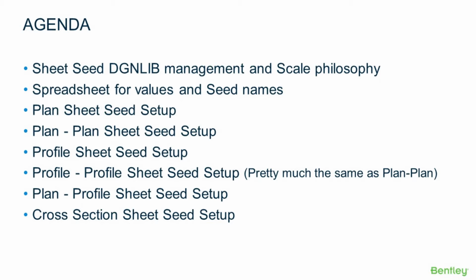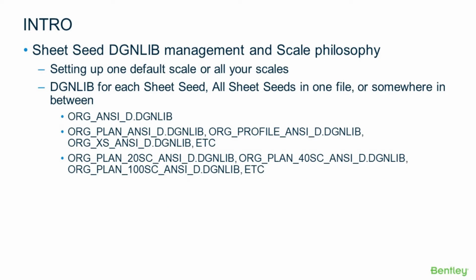And so one of the things that we get into discussions about, working with different clients, is that they have different points of view on some of this stuff. Setting up one default scale for your sheet seeds, that's one method. If you're working in 50 scale 90% of the time, then you set up one set of sheet seeds at 50 scale. And then if you have to use a different scale, then you educate the people using those sheet seeds on how to go about changing the scale, what settings and things they need to change in there.